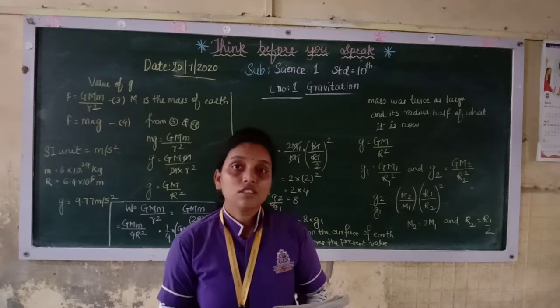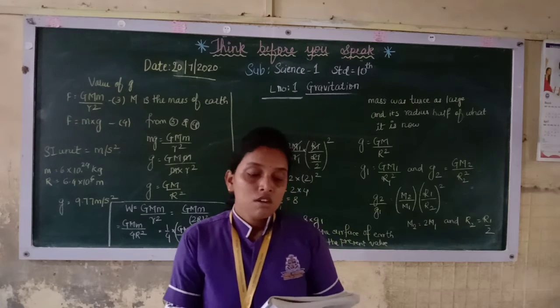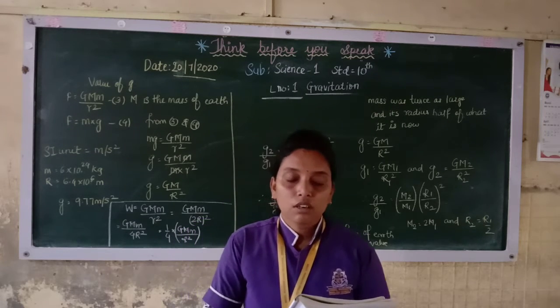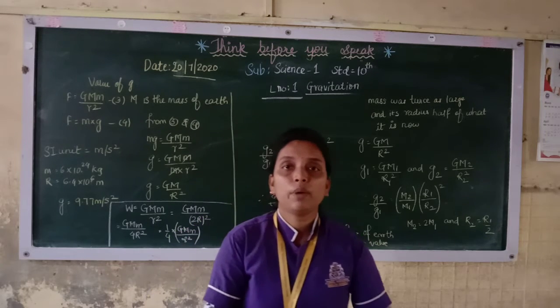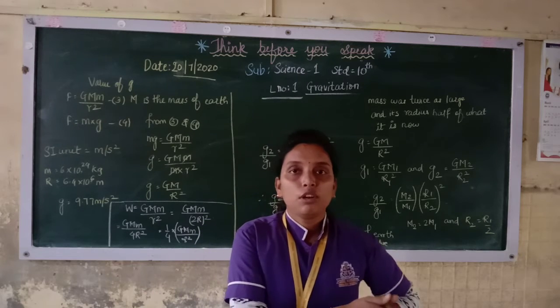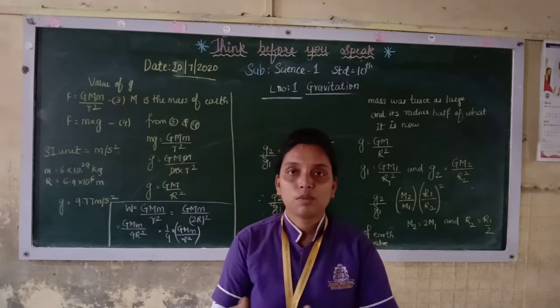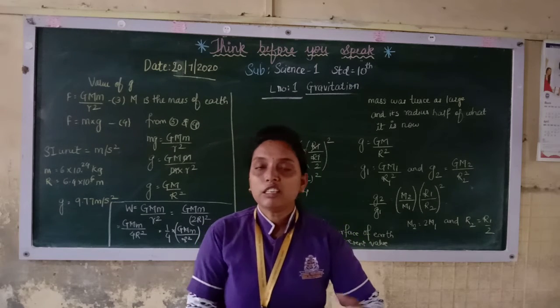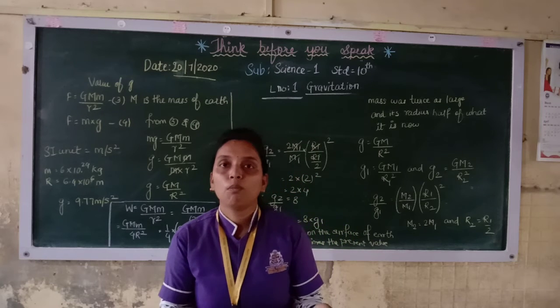The capital G is the gravitational constant, so don't get confused between them. Now acceleration is a vector quantity. Now you must be knowing the scalar quantities and the vector quantities. Scalar quantities only have magnitude alone. Vector quantities have both magnitude as well as direction. Now velocity is also a vector quantity because it has both magnitude and direction.